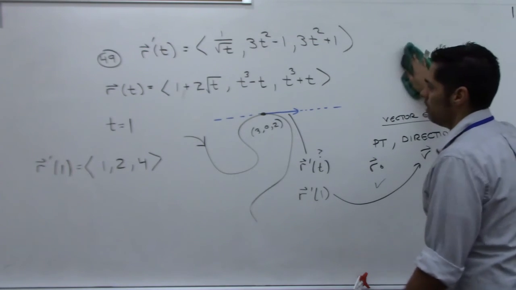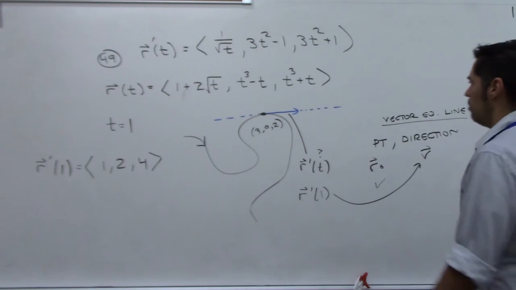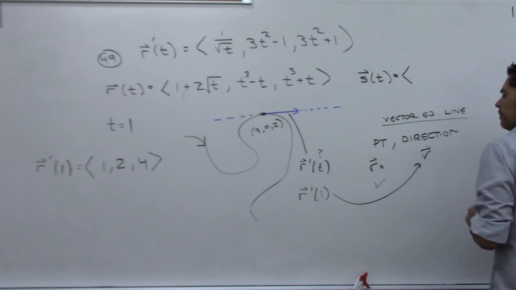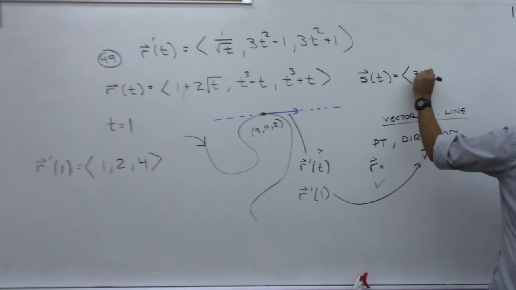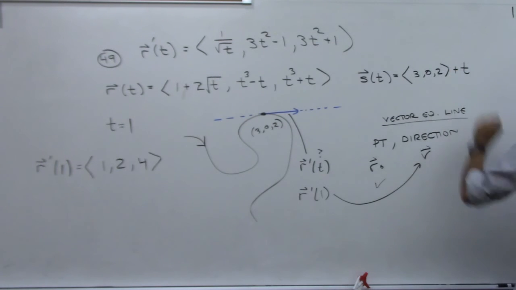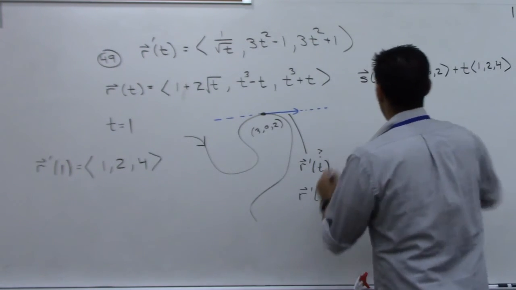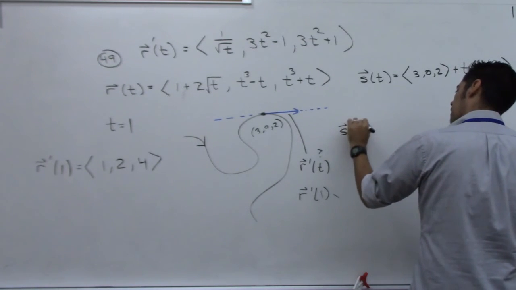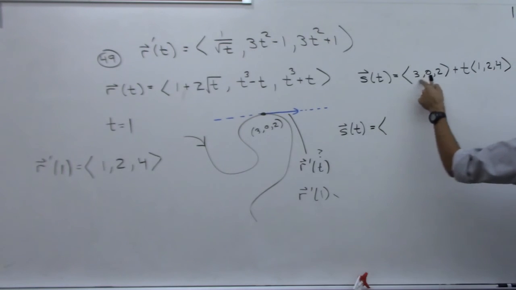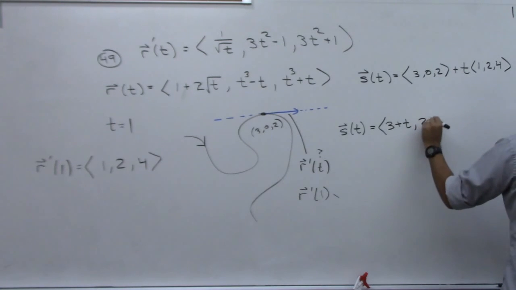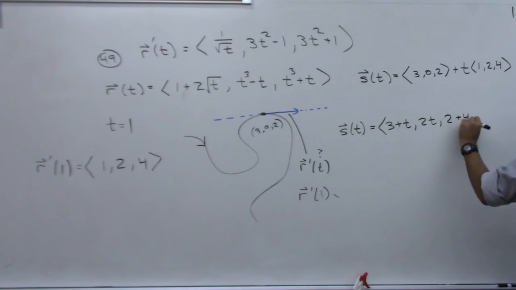Now I am going to do something a little different. In the past we have used R of t, but R has already been used. So I'm going to call it S of t. S of t is going to be R naught, which is the point written as a vector, plus t times v. And v is my direction vector, 1, 2, 4. Which means that S of t is, putting these components together, 3 plus t, 2t, and 2 plus 4t. And that's the vector equation of this blue line right here.